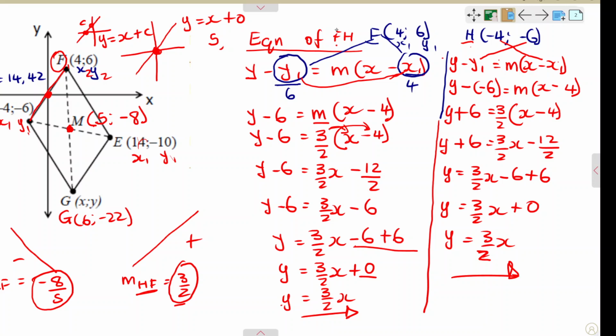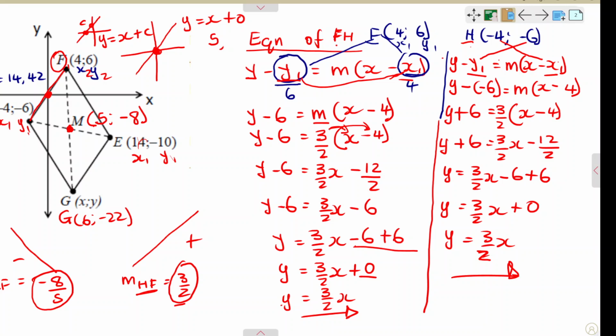You can take point F, then you substitute it for y1 and x1. Or you can take point H, substitute it for y1 and x1. The answer is going to be the same, because the gradient of these 2 points is the same. You don't have to do both. You just have to do one point. You can take H or you can take F. Yeah, that's what I was trying to say. But the formula must remain y minus y1 is equal to m times x minus x1.